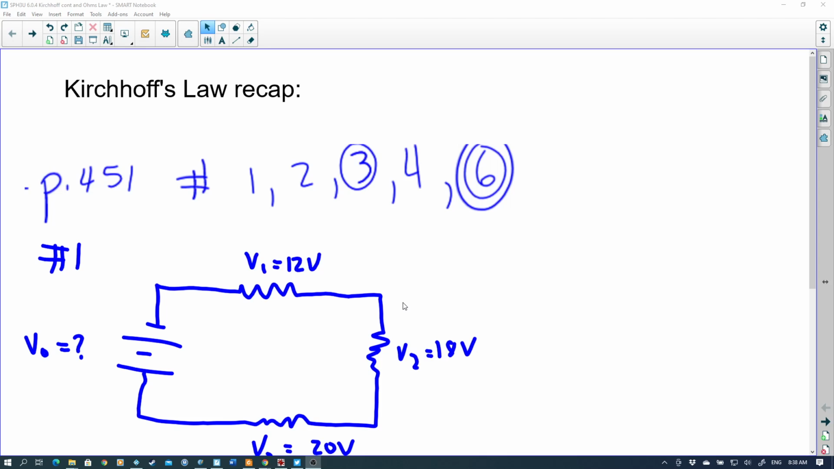The first one is the voltage law, which states that around any complete path through an electric circuit, the sum of all of the increases in electric potential is going to be equal to the sum of all the decreases in electric potential. So an example of that would be this first question.